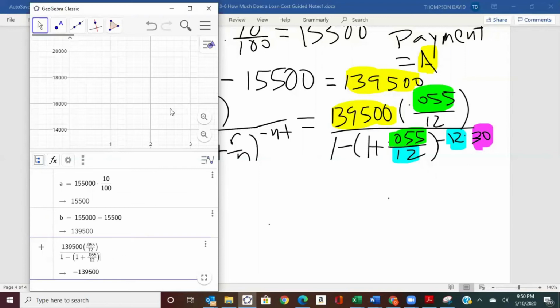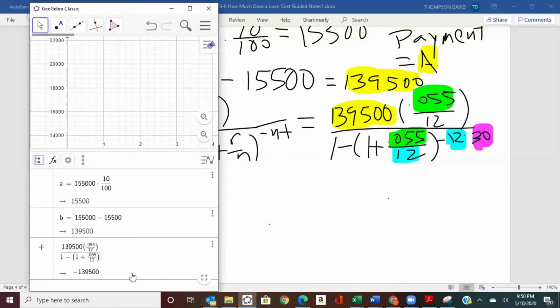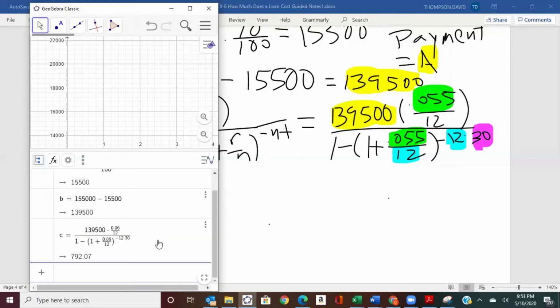Hit the exponent button. The negative 12 times 30. I mean, that was $792.07 for a monthly mortgage.